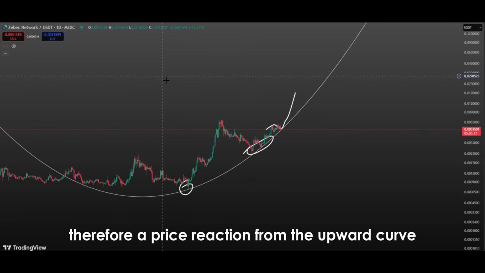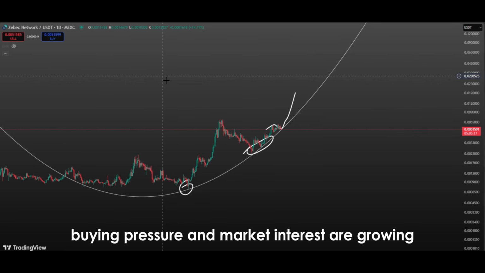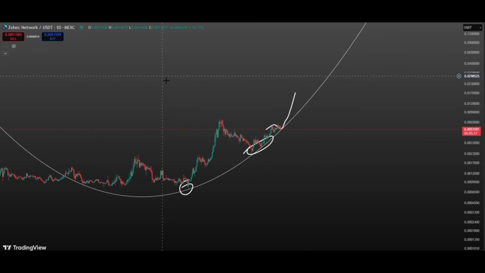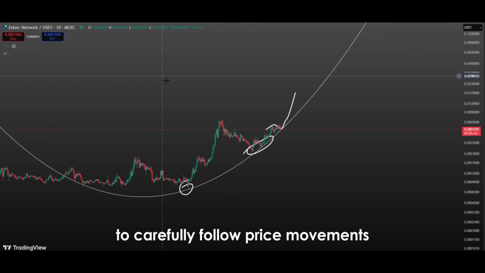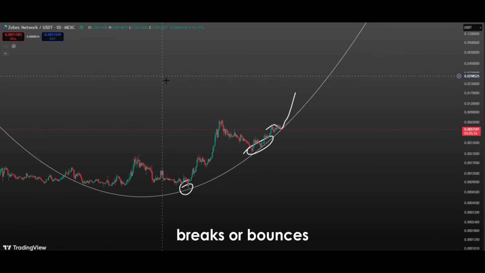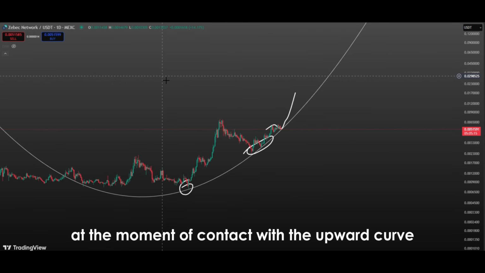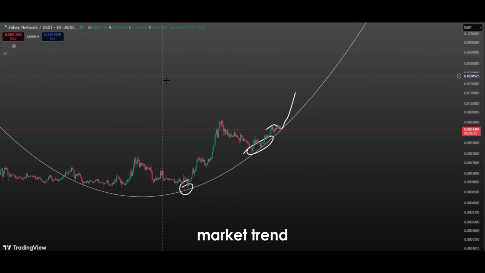Therefore, a price reaction from the upward curve supported by increasing volume shows that buying pressure and market interest are growing. During this process, it is important for investors to carefully follow price movements and evaluate signals supported by technical indicators. Breaks or bounces that may occur at the moment of contact with the upward curve play a critical role in determining the direction of the overall market trend.